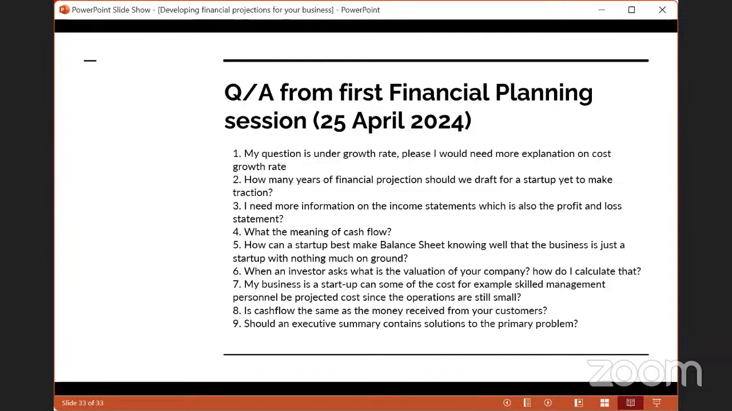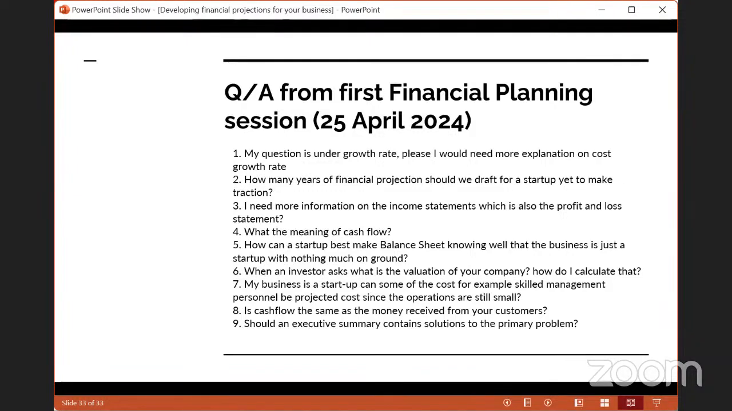What is the meaning of cash flow? Cash flow is essentially the movement of cash in your business, which can either be money moving out or money moving in. So you can have cash inflow and cash outflow. And essentially, your cash flow statement is a picture of all the money coming in and all the money going out.